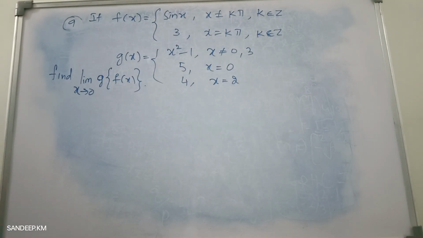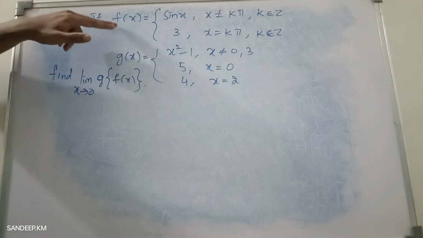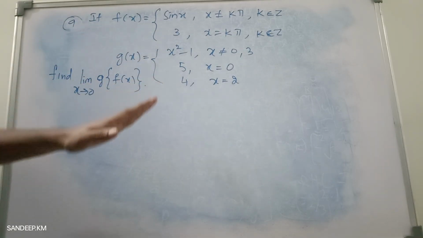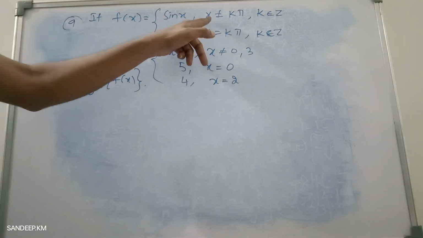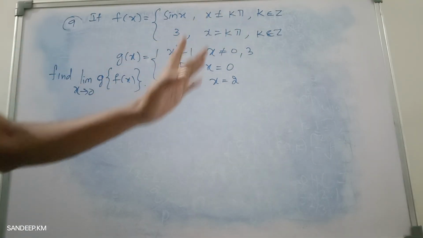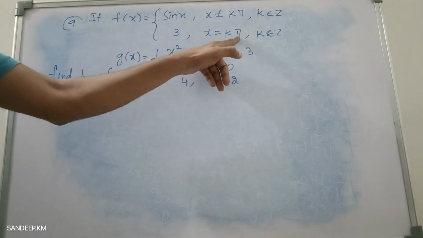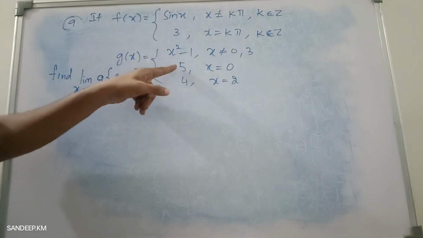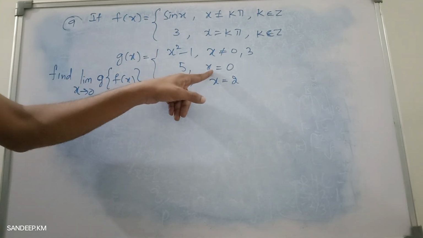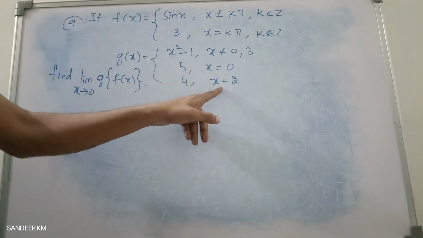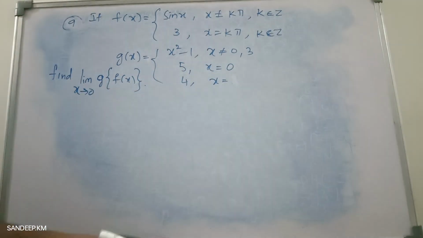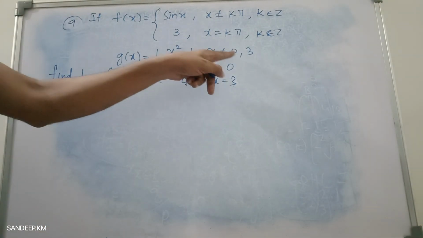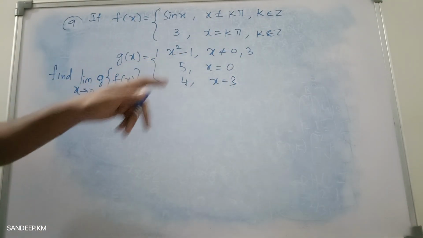Here is our 9th question, a different model. They have given f of x. They have given g of x. Study what is f of x and study what is g of x. F of x is sin x if your input is not an integral multiple of pi. And if your input is an integral multiple of pi, then f of x is equal to 3. Same way, g of x has 3 different functions. If input is 0, then g of x is 5. If input is 2, it is 3. If input is 3, then the output is 4. And if input is not 0, 2, 3, then g of x is equal to x square minus 1.